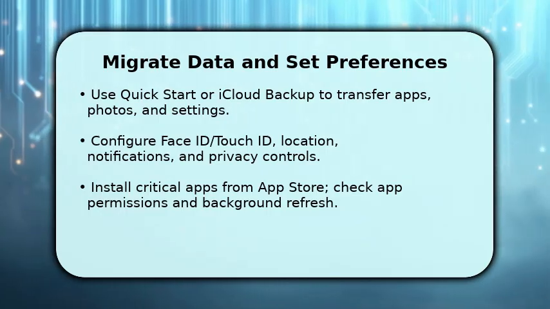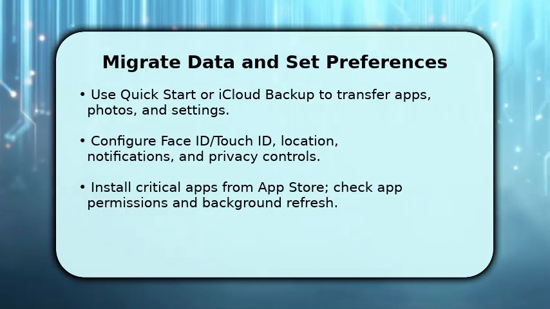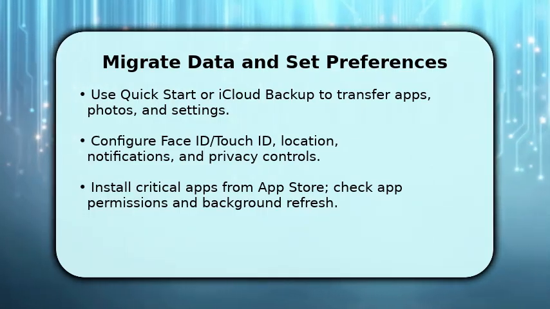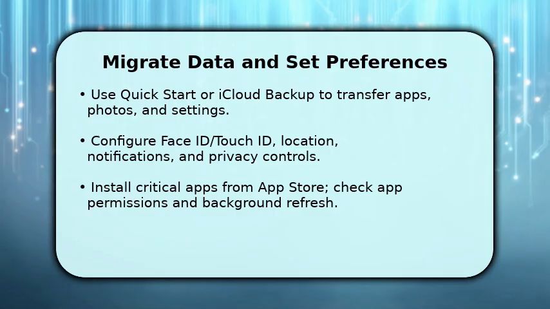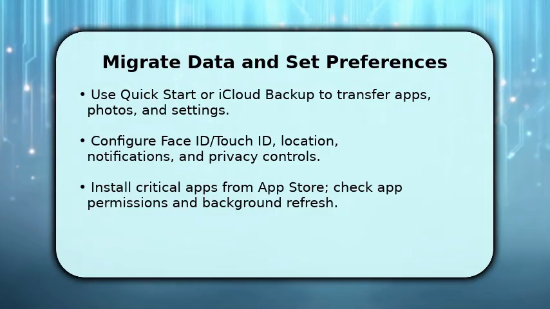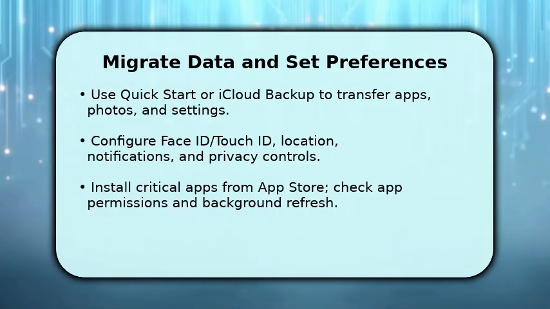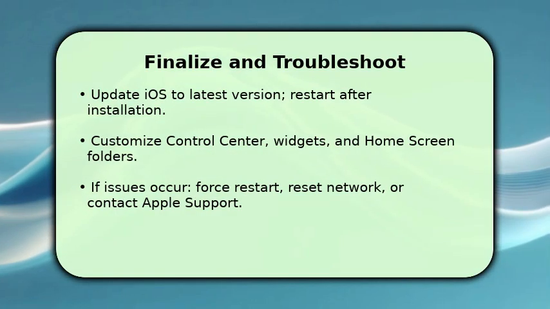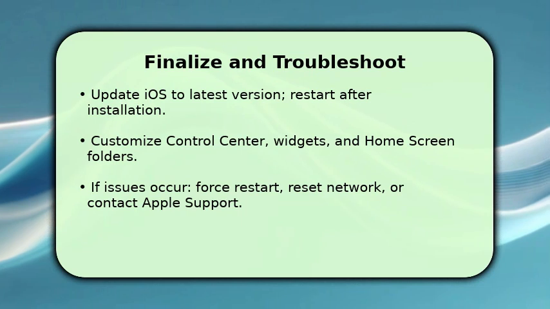Configure biometric unlocking, Face ID or Touch ID for faster secure access, then tune notifications and privacy settings to limit background tracking. Install high-priority apps. Finish by updating iOS to the latest release for security and performance. Make sure to restart after the update to complete installations.